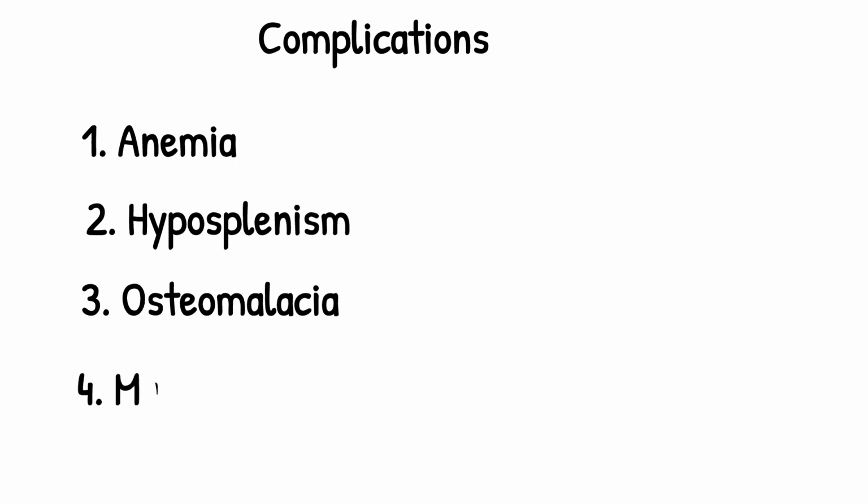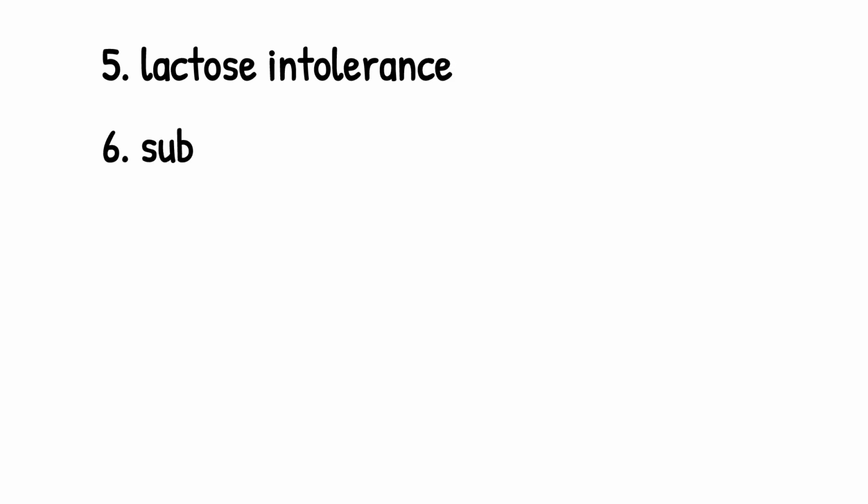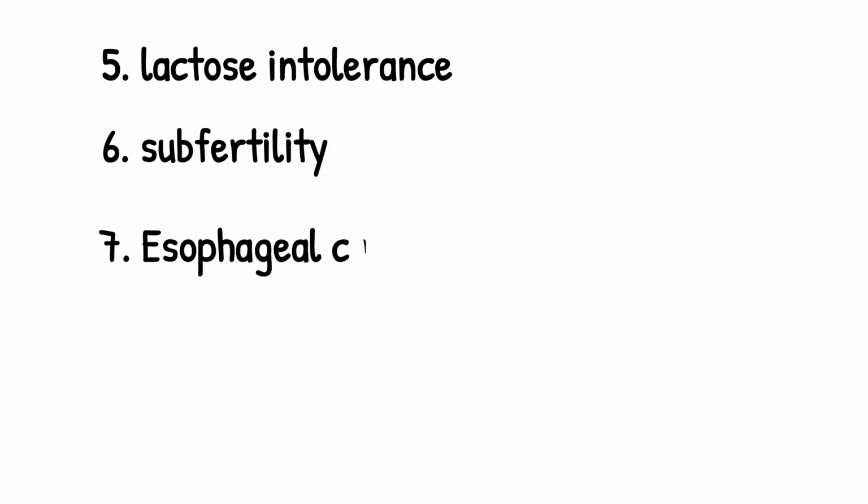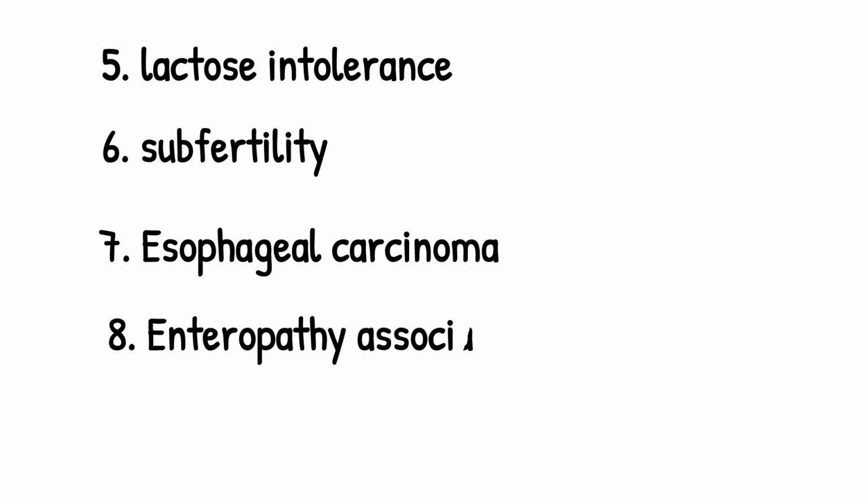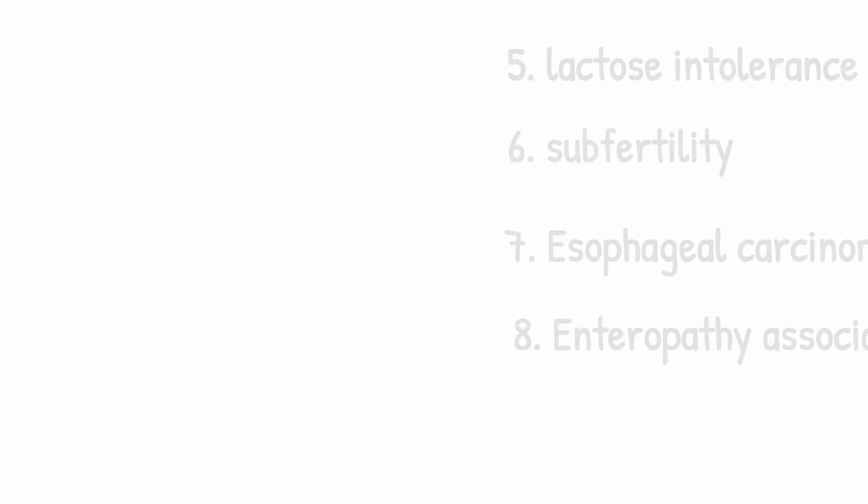Complications of the disease. So anemia, definitely; the patient will have hyposplenism, there will be Howell-Jolly bodies in RBCs, and osteomalacia because of malabsorption of vitamin D. Malabsorption will lead to a number of malabsorptive symptoms. Lactose intolerance will occur. Subfertility, the patient will have difficulty conceiving, and esophageal carcinoma is rare, and enteropathy-associated T cell lymphoma can also occur if the patient is not treated.